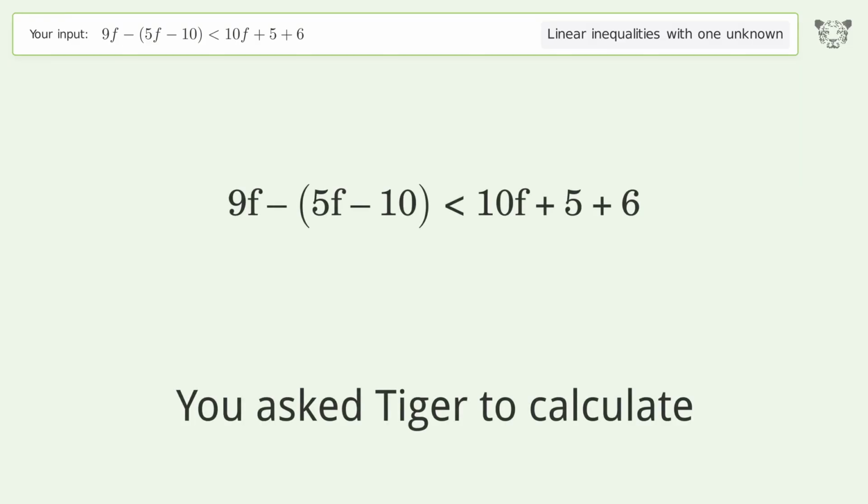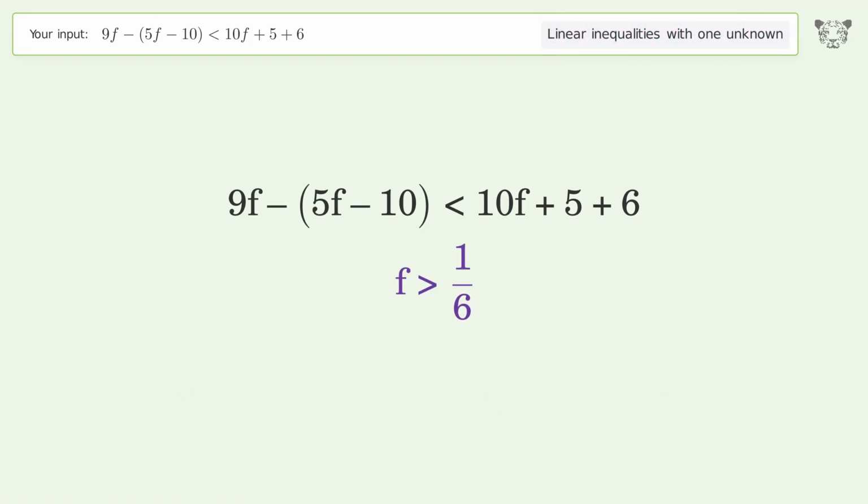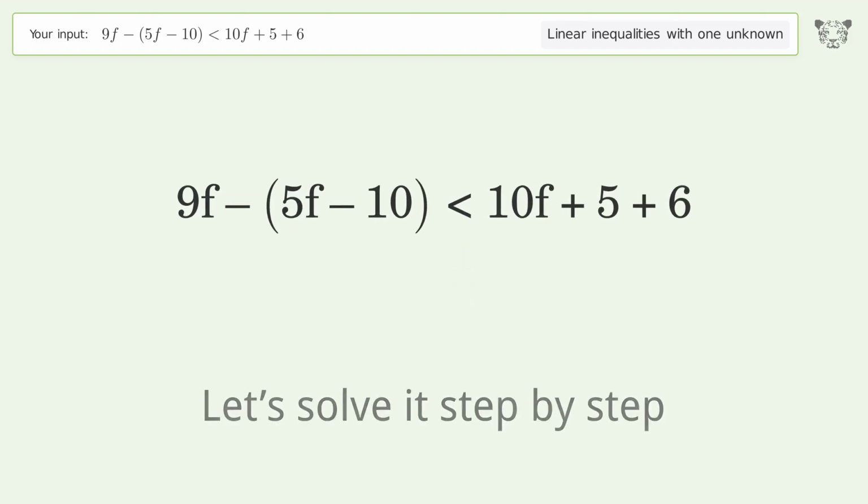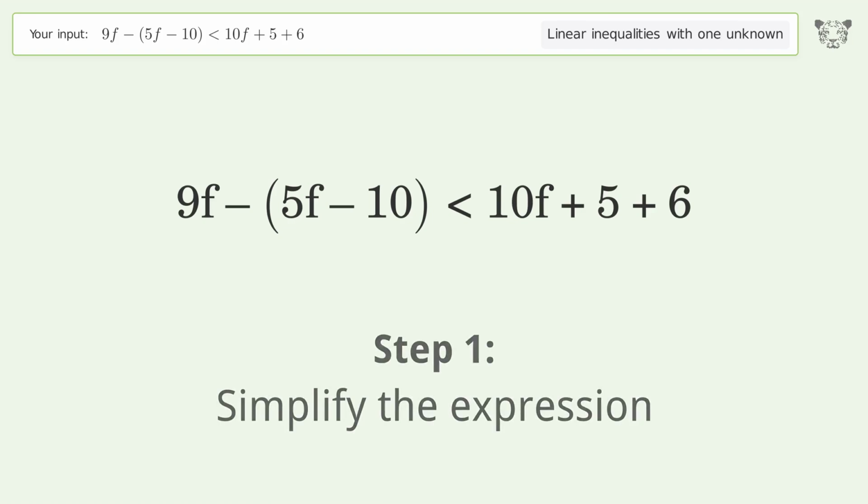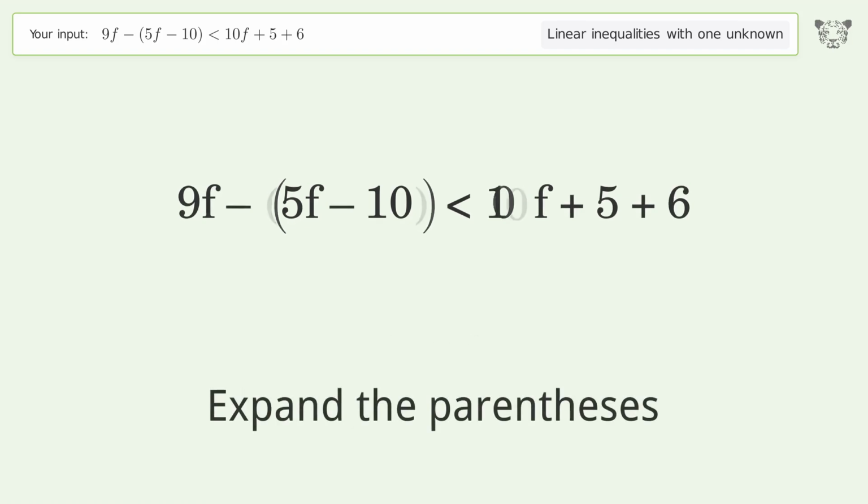You ask Tiger to calculate. This deals with linear inequalities with one unknown. The final result is f greater than -1/6. Let's solve it step by step. Simplify the expression. Expand the parentheses.